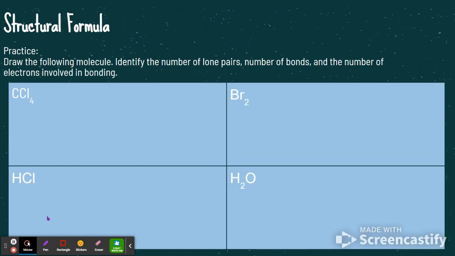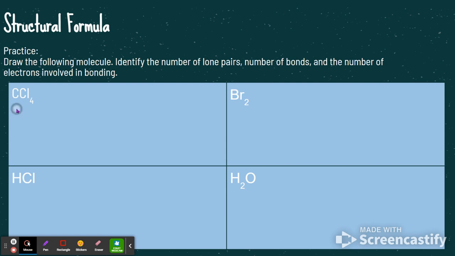All right, so we're going to go ahead and draw some more, and we're going to follow those same 5 rules. It says draw the following molecule, identify the number of lone pairs, the number of bonds, and the number of electrons involved in bonding. So we're going to be working through these examples together. We've got another page of these. Hopefully after we work through all these questions, you're going to feel super confident in the content. If you want to try these on your own without me, please feel free to pause, but I am going to work through all of them with you, okay? All right, here we go.